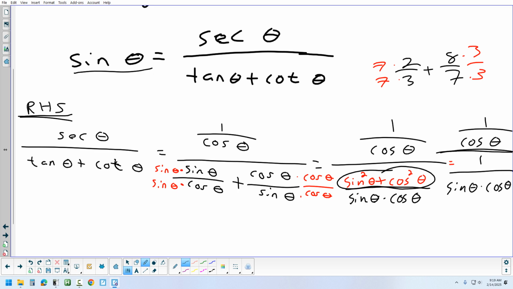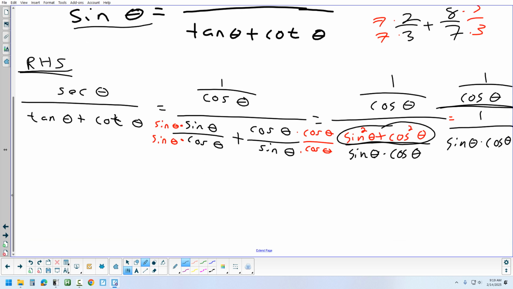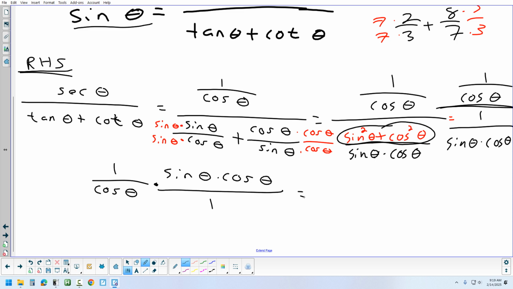Now I have a fraction divided by another fraction. How do we divide two fractions? Yep. You flip the bottom one and multiply. So 1 over cosine. Top stays the same. Flip the bottom one and multiply. Sine times cosine over 1. And now when we multiply there, what's going to happen?